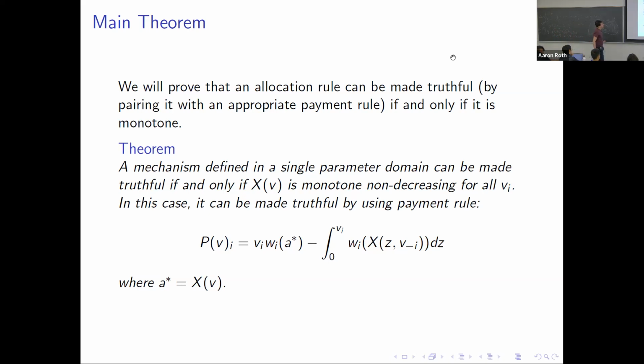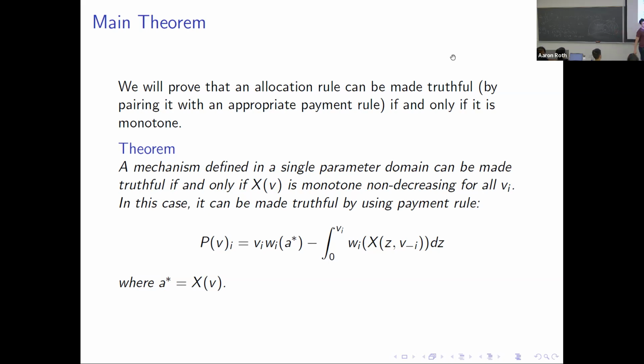All right, maybe it's worth spending a moment glancing at the form of the payment rule that makes this thing truthful, and observing that even though it looks kind of complicated, it's got an integral, it does recover the simple things we've studied so far, like second price auctions in the single item auction setting.